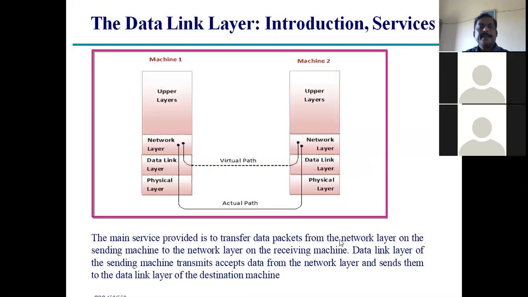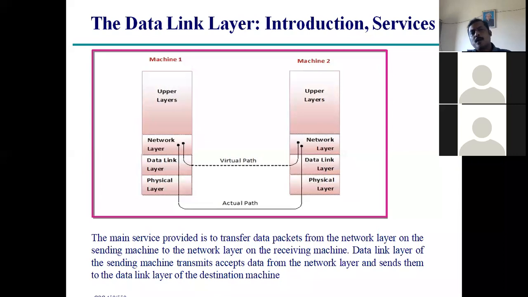Introduction to data link layer, right? This is the structure for data link layer. So first of all, in TCP/IP, there are 5 layers, right? So here physical layer, data link layer, network layer, upper layers. In the OSI reference model, there are 7 layers. In TCP/IP, only 5 layers, right?